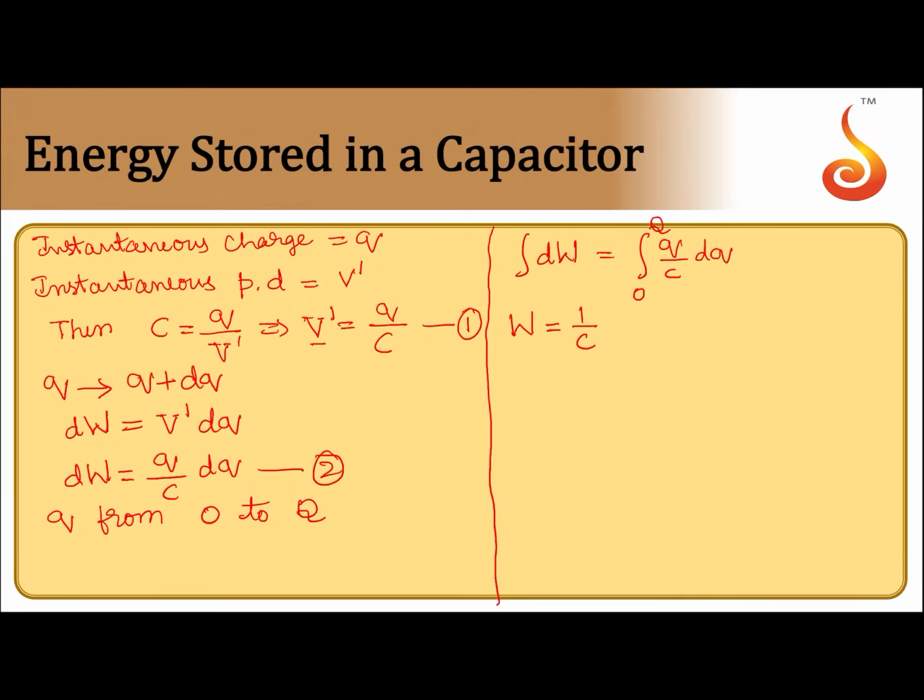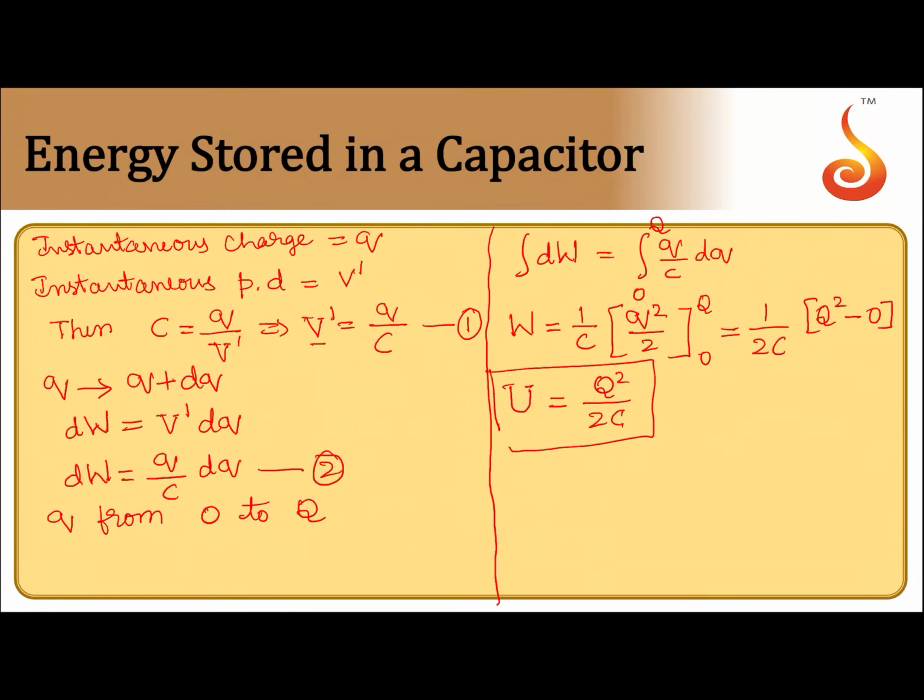So 1 by C can be taken outside. Q dQ, if you integrate, you will get Q square by 2 from 0 to capital Q. So you can take 2 outside, 1 by 2C into, substitute the upper limit capital Q square, substitute the lower limit, you will get 0. So that will be equal to Q square by 2C, and this is nothing but the energy stored. I will denote it by U. So the energy stored in the capacitor is U equals Q square by 2C.